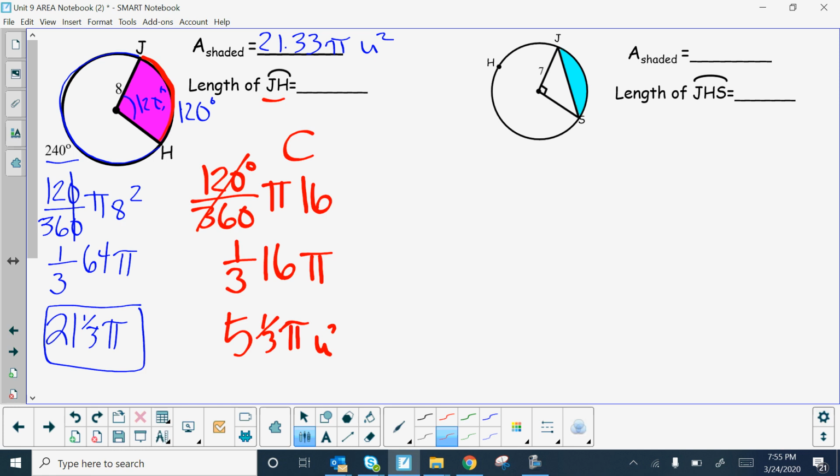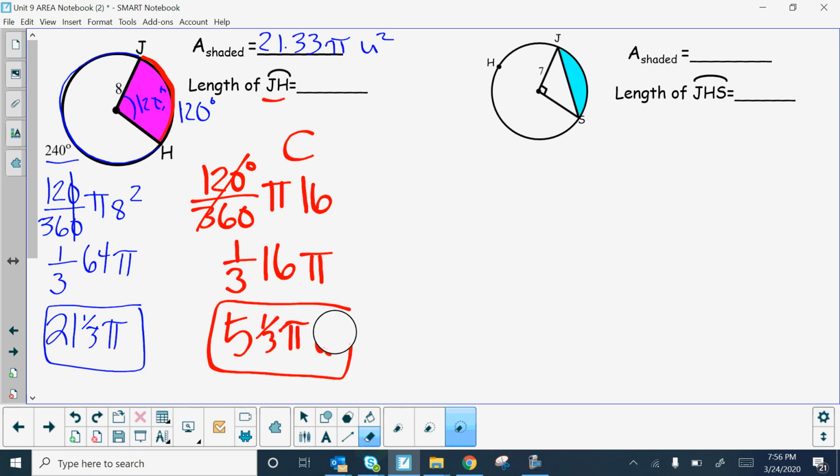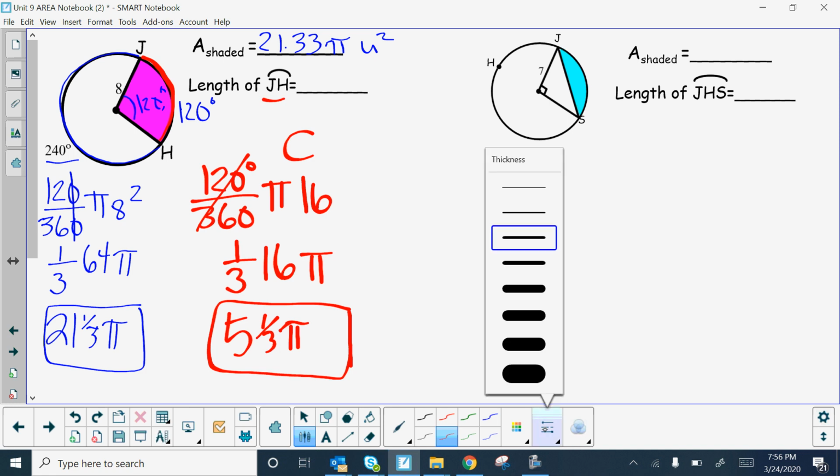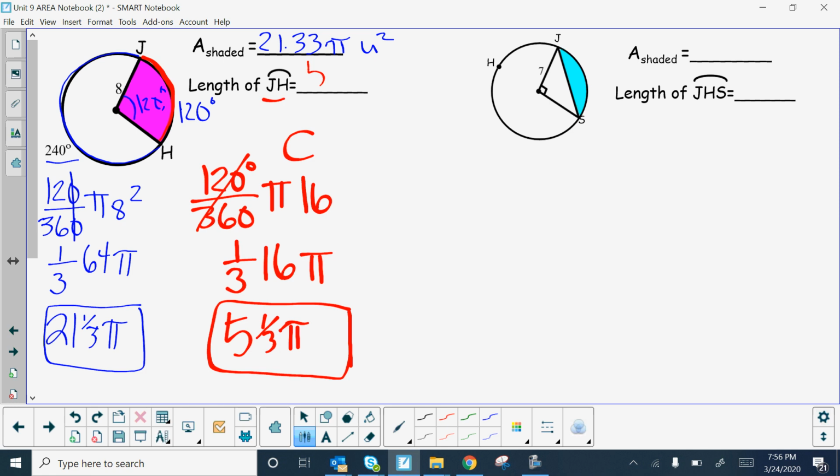Okay, and this is unit squared. Oh, not unit squared, just units, because we're doing length. So 5 and 1/3 pi units. I like leaving my answer in terms of pi. If you want to multiply it out and put the decimal in, you can do that as well. All right, let's go to this next one.